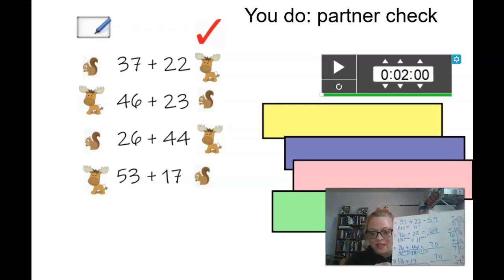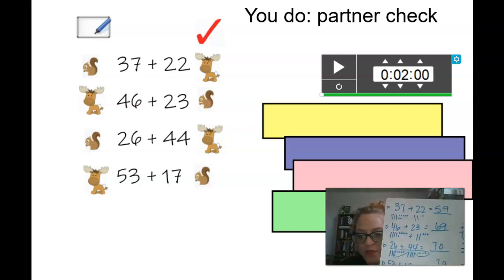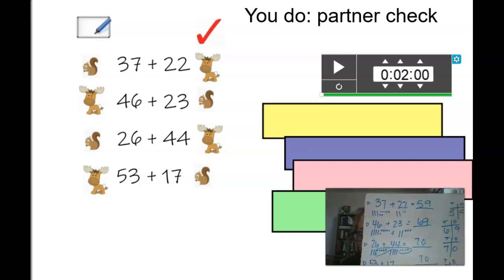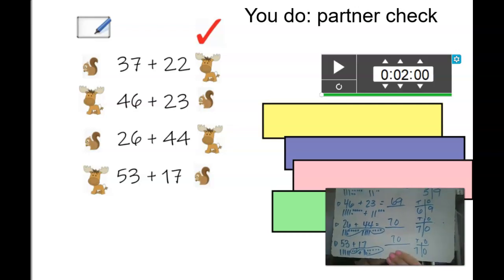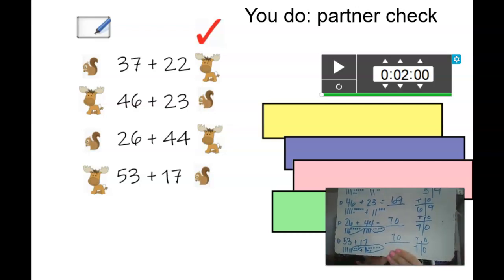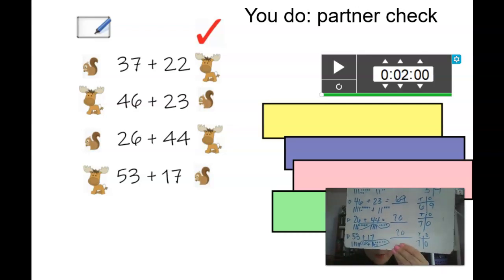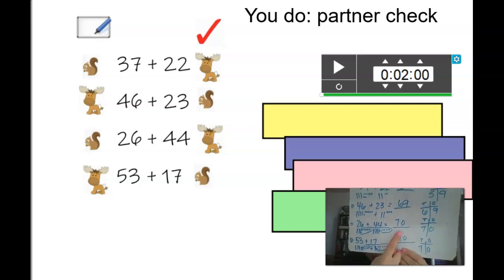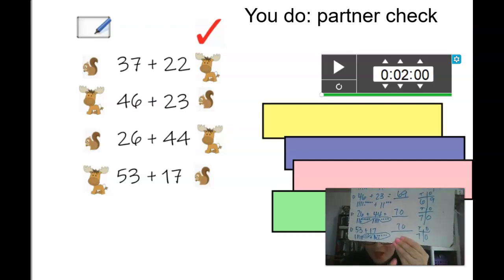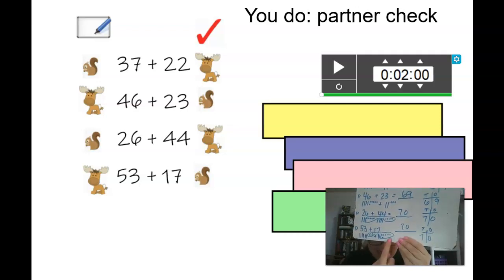All right, guys, so here's your answers. For the first one, 37 plus 22 equals 59. The second one, 46 plus 23 equals 69. 26 plus 44 equals 70. Did you guys get that one? Did you remember to count this group of 10 that you guys made right here? And then the last one, 53 plus 17 equals 70. Again, we had this group of 10 that we had to make. Don't forget that that's a 10.